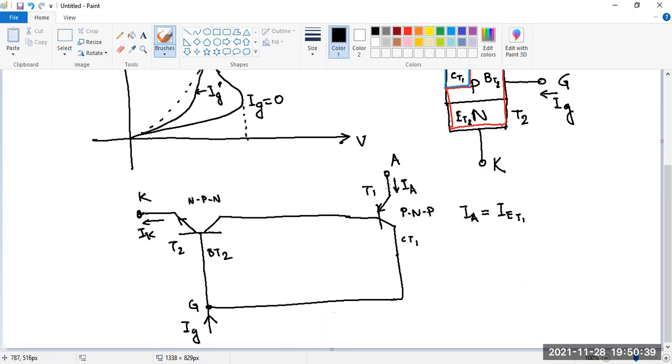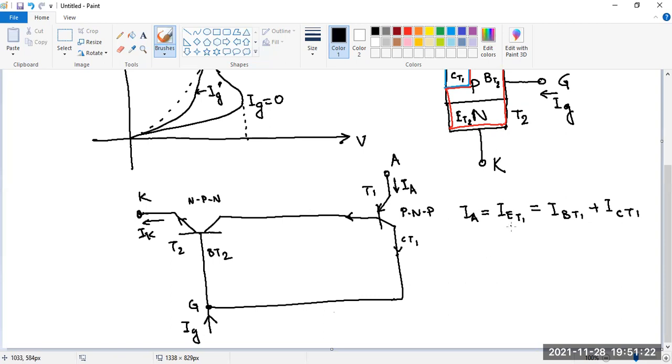Do you understand? The anode current is the emitter current of the PNP transistor. Now that is equal to what? Tell me. That is equal to, if we apply KCL here, taking the transistor as a node, what can we have? ICT1 plus IBT1. Yes, IBT1 plus ICT1. So base current plus collector current.